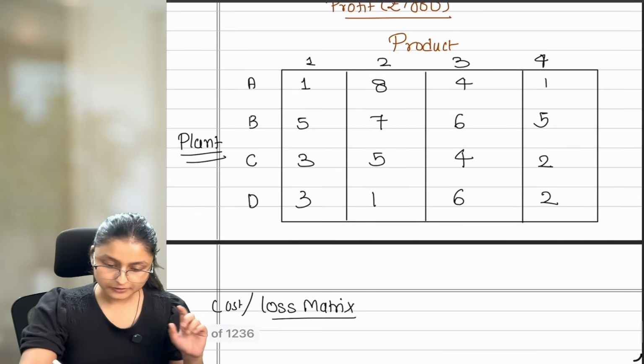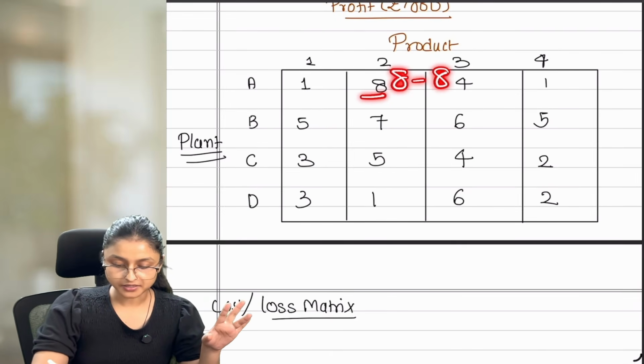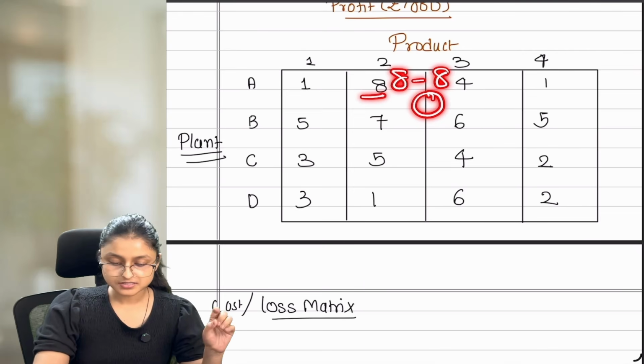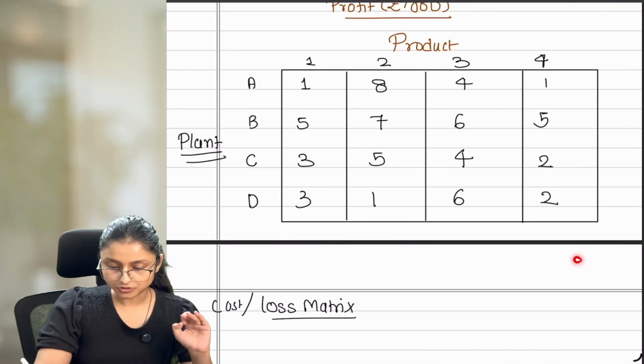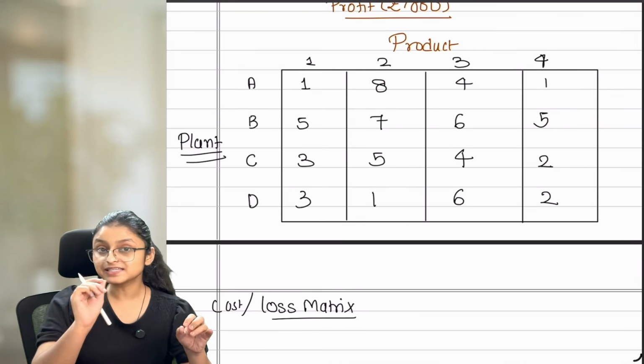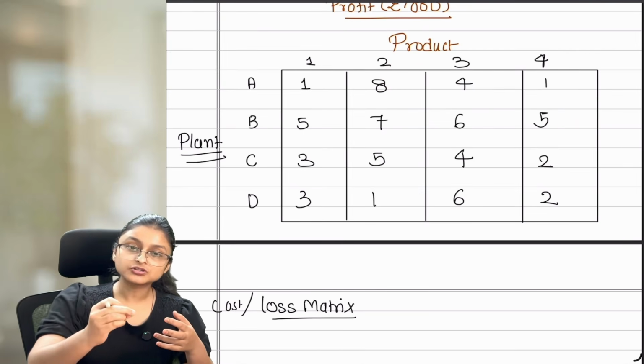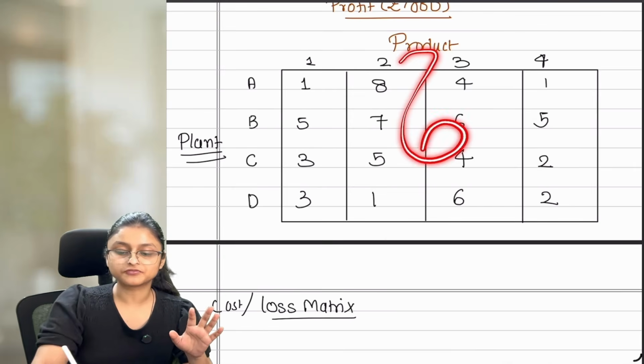Think about it. If 8 is the highest profit, I'll reduce 8 from 8. This will give me 0. Similarly, I do it for every other value. Now whatever is the lowest value will get selected by your assignment problem, but that lowest value actually is the highest value in our profit matrix.